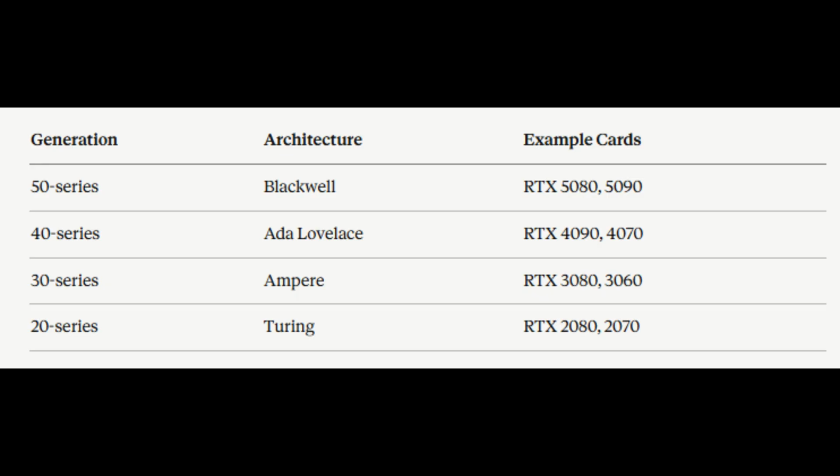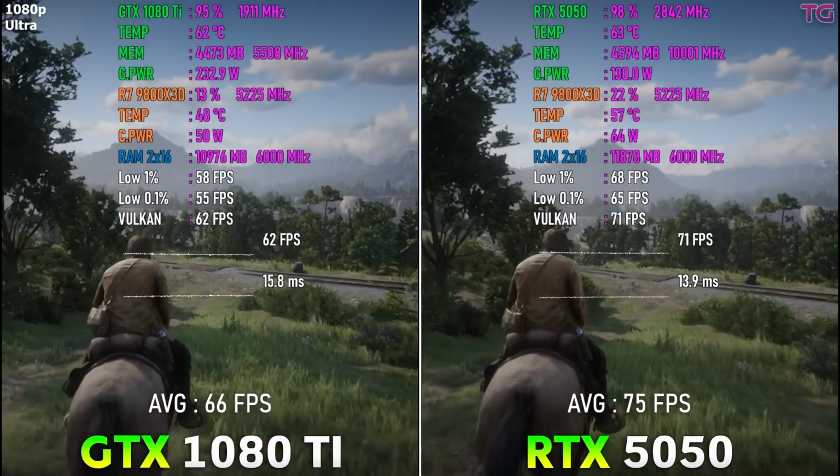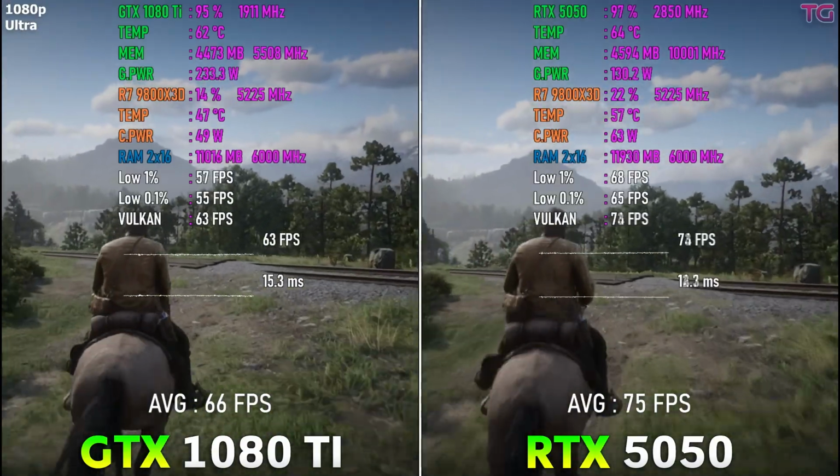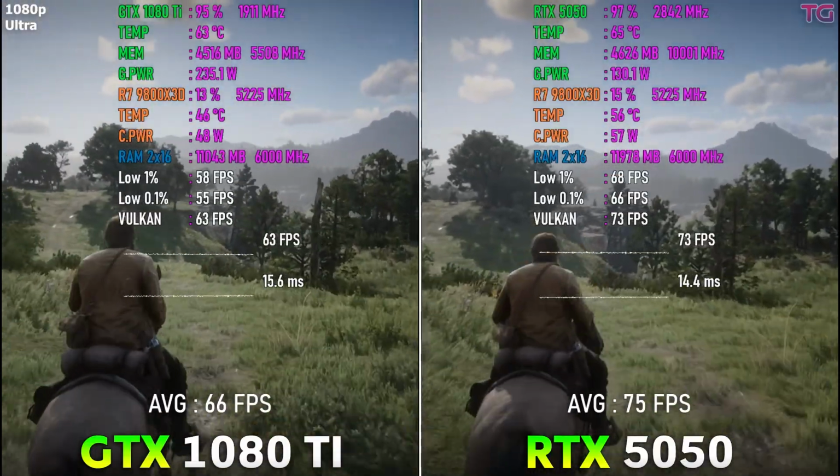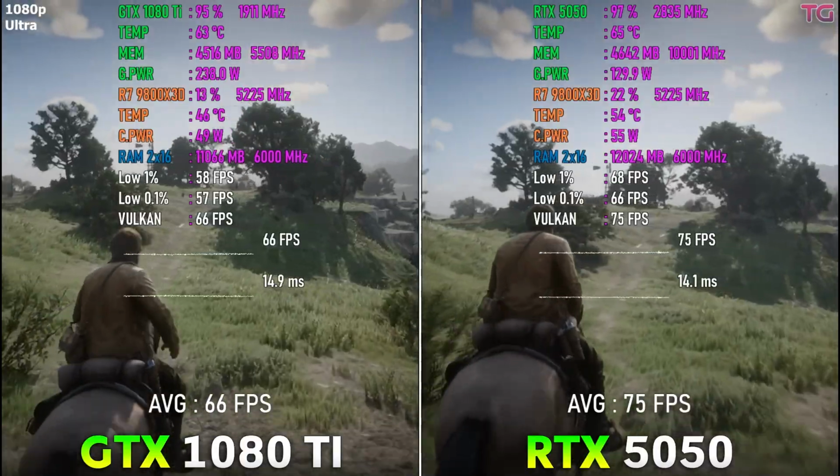Architecture names. NVIDIA also names their chip architectures after famous scientists and mathematicians. It's actually pretty cool. 50 series is Blackwell, named after David Harold Blackwell, a pioneering statistician. 40 series is Ada Lovelace, named after the 19th century mathematician often considered the first computer programmer in history. 30 series is Ampere, named after André-Marie Ampère, the physicist who electricity is literally named after. 20 series was Turing, named after Alan Turing, the father of modern computing.